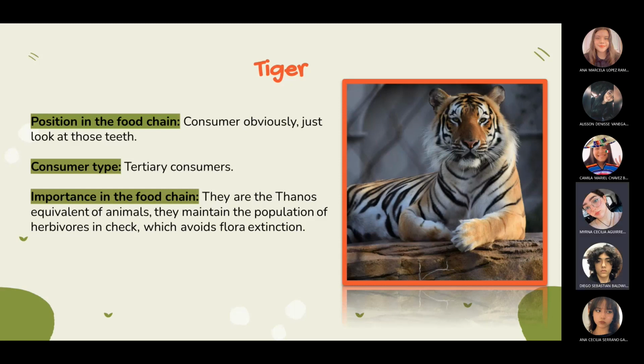Okay, so the position in the food chain, well, I mean, look at him. He's obviously a consumer, a tertiary consumer because he's at the top of his food chain. And what is his importance? Well, he keeps the other herbivores in check, and by that I mean that he kills them, which avoids extinction of plants or flora. That's all.